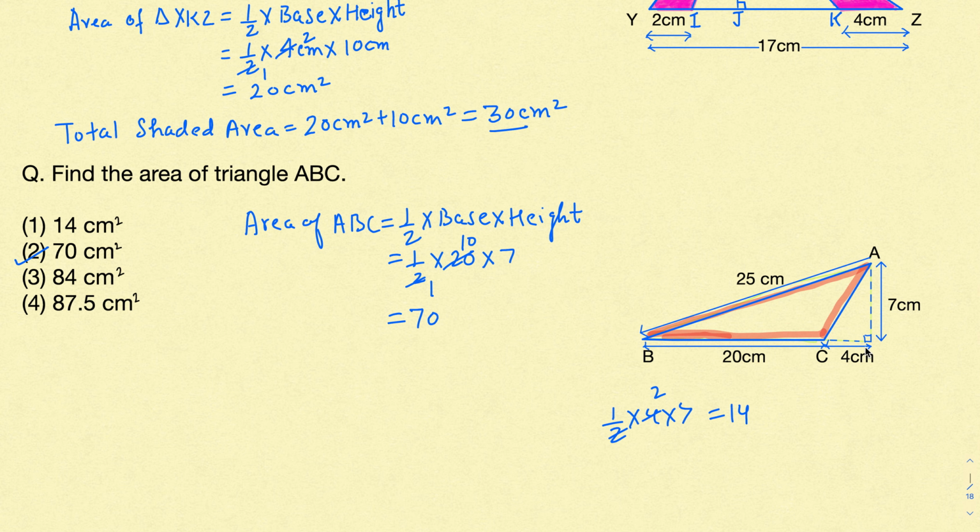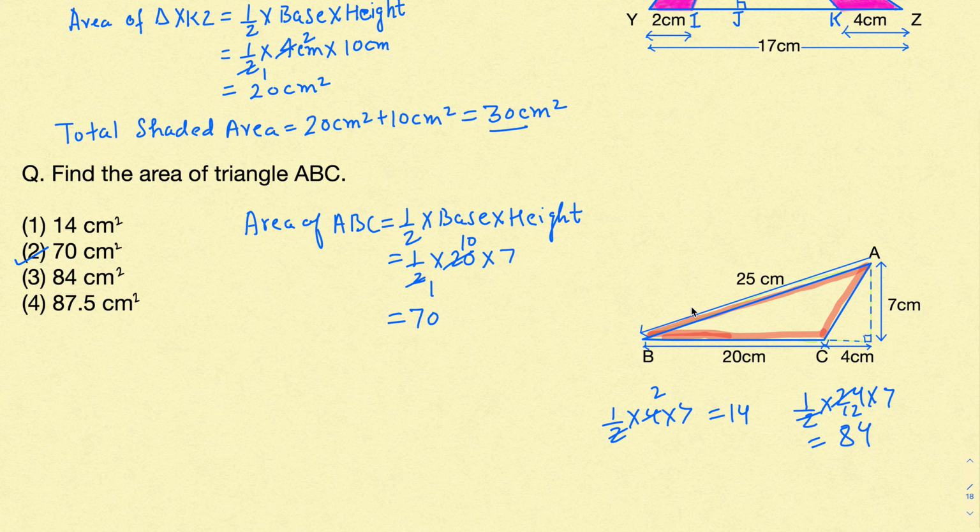So for example, if the student takes 4 cm as the base, and even if he takes the correct height, the answer would be wrong. It will be 14. Some of the students get confused. They think that since I have to extend the base, I should include the 4 cm also into the base. So in place of taking base as 20, they take base as 20 plus 4, 24. If the base becomes 24 and this is 7, obviously it will give you 12 times 7, 84, which is option number 3.